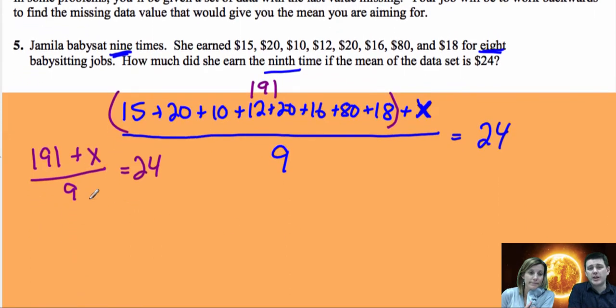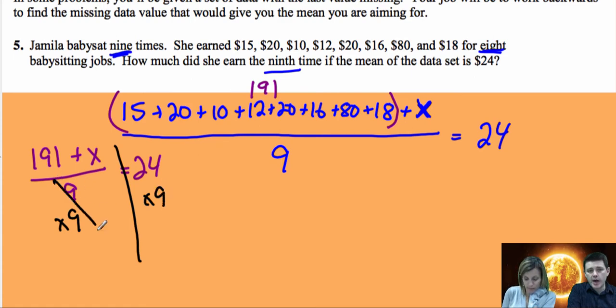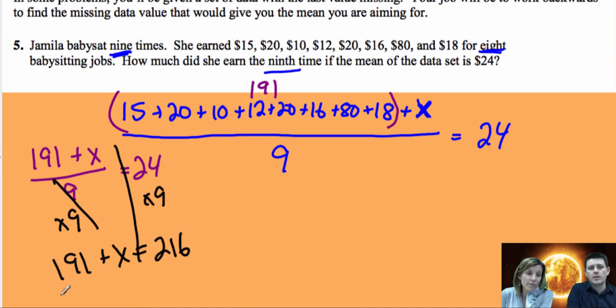Now, we try to solve it. We need to get rid of that divided by 9. So think of it kind of like an equation. To undo division, we multiply. So we're going to multiply both sides times 9. We're going to undo that dividing. Which is 191 plus x is equal to 216. So how do we undo addition? By subtraction. So 216 minus 191 gives us x is equal to 25.